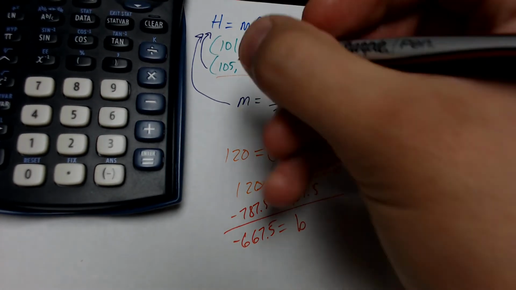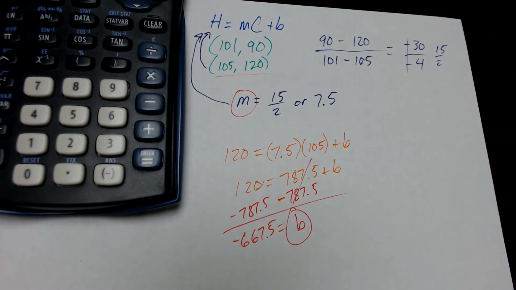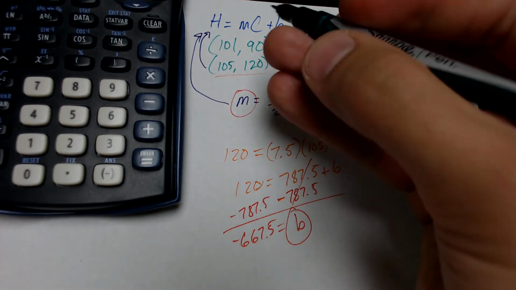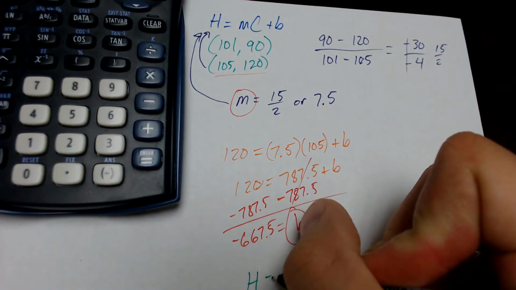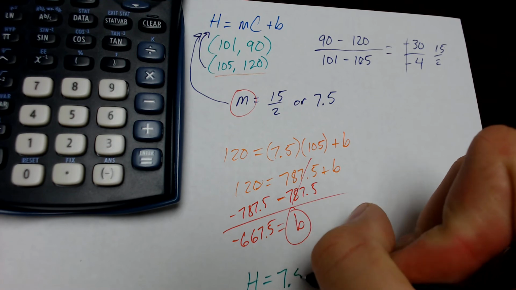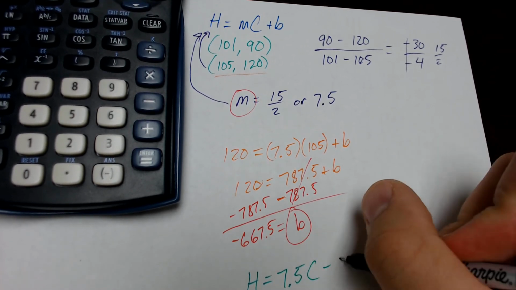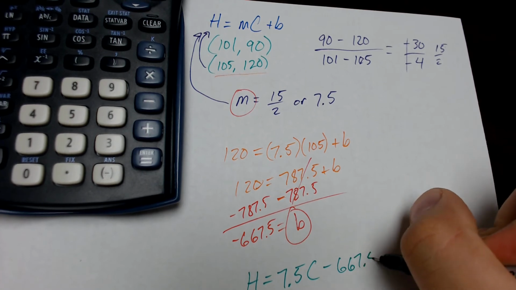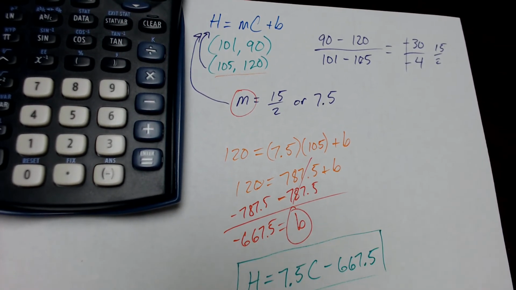So now that I have m and I have b, I can write the equation of my line. The equation of the line, again, is not going to be x or y, it's going to be H and C. So H is going to equal 7.5, which is m, times C minus 667.5. That's my final answer. Now let's see how that compares to the answer in the back of the book.